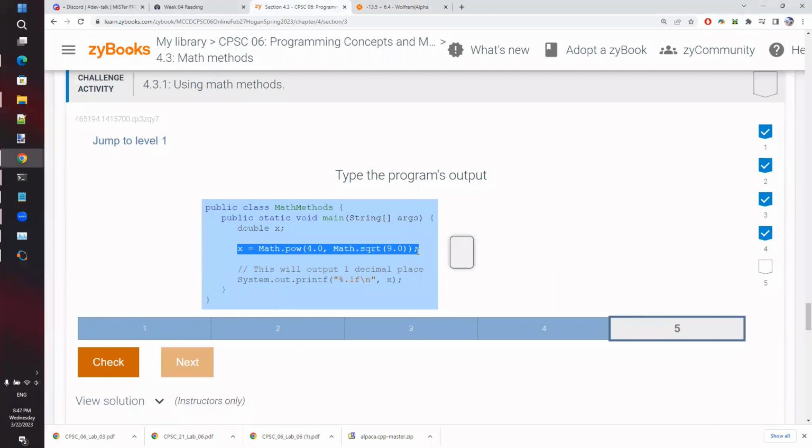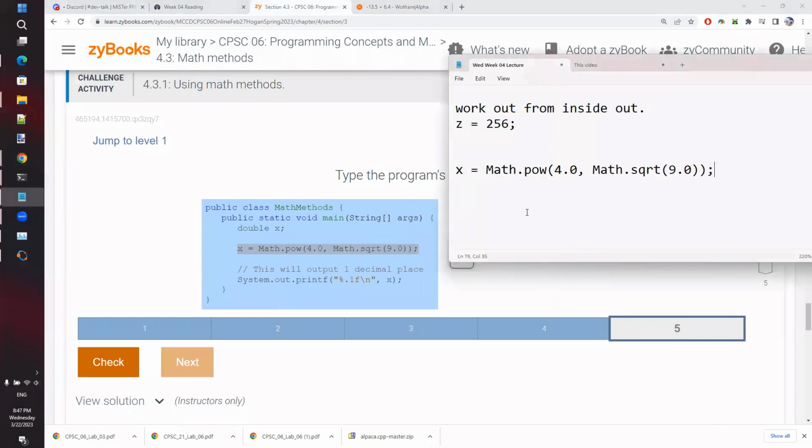So slightly more complicated here. We have to work this out from the inside out. So inside out, Math.sqrt(9). The square root of 9 is 3. And now we have 4 raised to the power 3. 4 times 4 times 4, which again, you can use a calculator for, but it is 64.